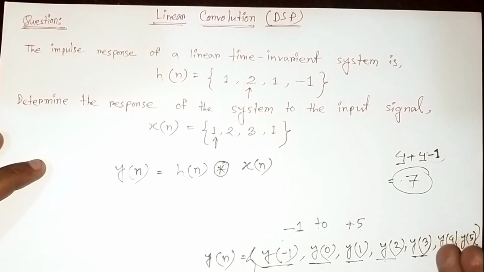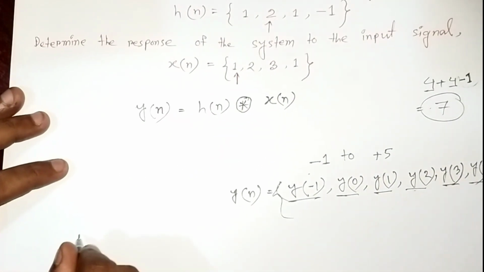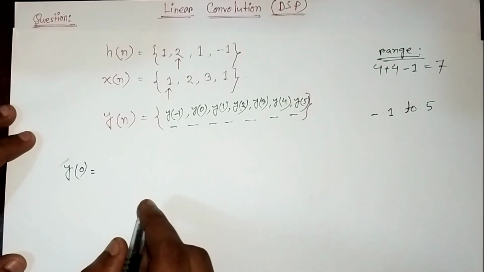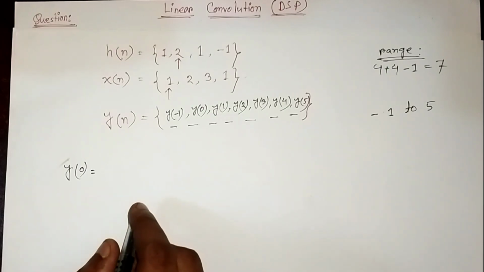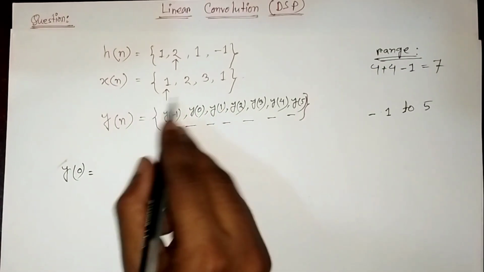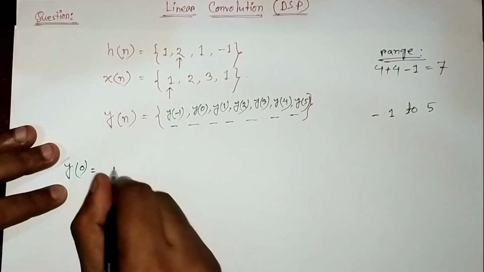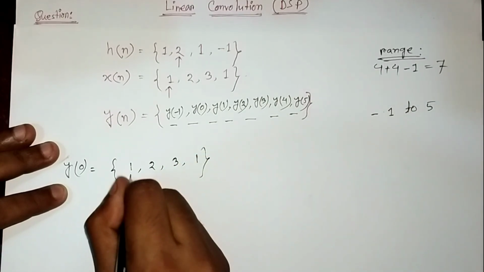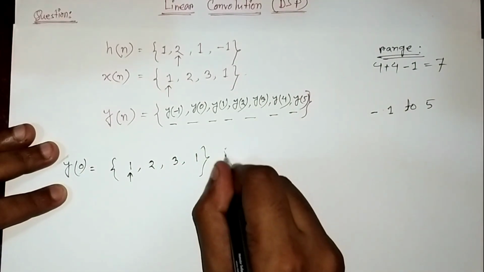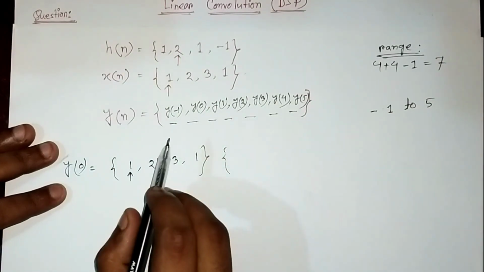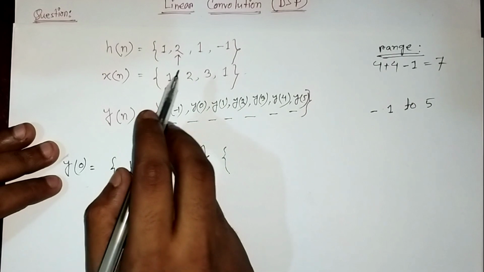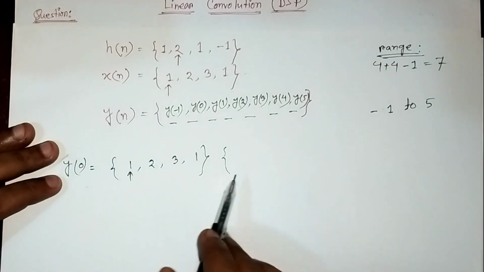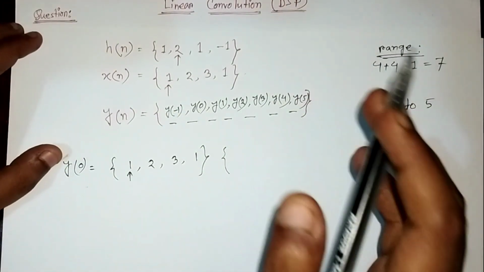Now we'll find out how to calculate each of them. We'll start with y of 0. Basically, what you need to do is write the input sequence first. Here, as you can see, the input sequence, I'll just write it down: 1, 2, 3, 1. Then write the impulse sequence h of n. But remember one thing, you have to fold the impulse sequence before putting it here. How to fold it? This is very easy.